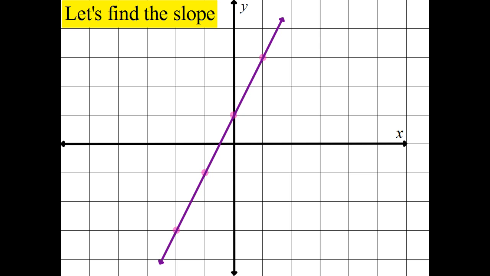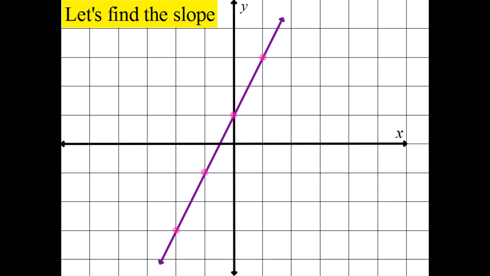Okay, hopefully you said it's going to be a positive slope, right? Because it looks like it's going up. As x increases, so does y, okay? So they're both going in the same direction. So we know that's positive, and let's look at how it actually moves across this graph. We want to describe the steepness.